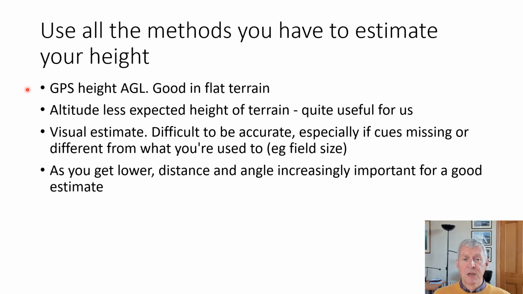If you're in hills, it's less likely to be useful because the ground underneath you might be quite different from the ground altitude of your landing place. But if you're in mountains, you'll probably know the altitude of that landing place anyway. The other thing you can do is look at your altimeter and take off the expected height of the terrain, which works quite well around the southern UK because you know roughly what height the terrain is going to be in different places, within a couple of hundred feet at any rate.